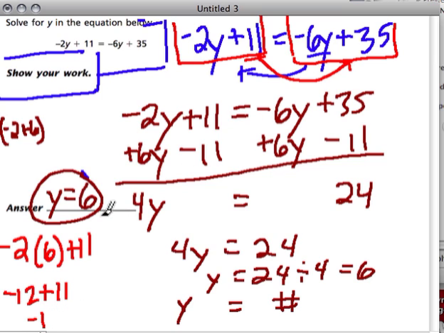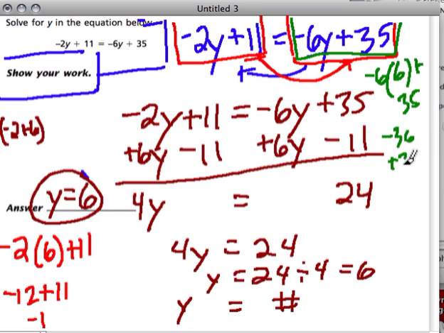Okay, so if this is the right number, we should still get negative 1 on the right side of the equation over here. Negative 6 times 6 plus, ran out of room, 35. Negative 6 times 6 is negative 36, plus 35 is still negative 1, which is what we got before. So that is the answer to this equation.